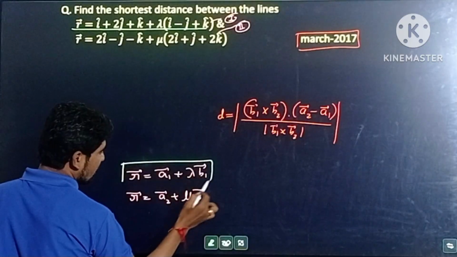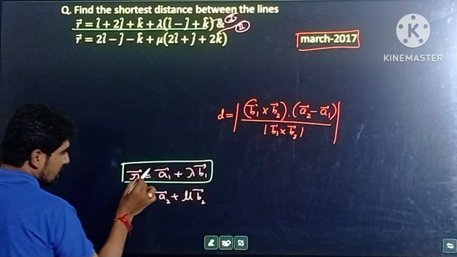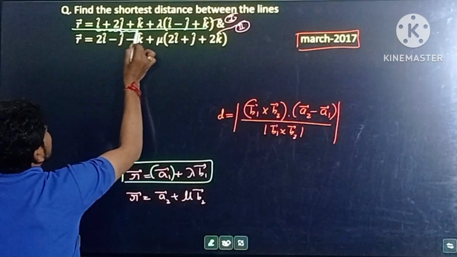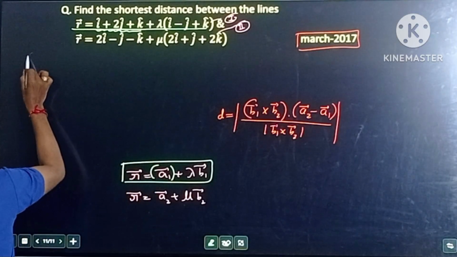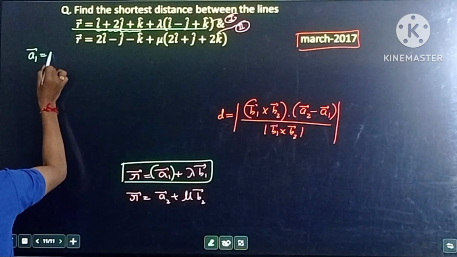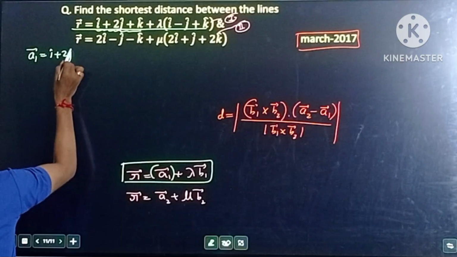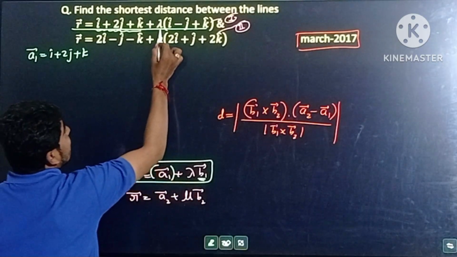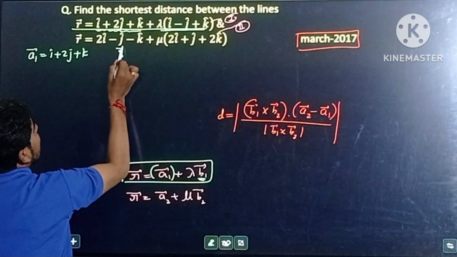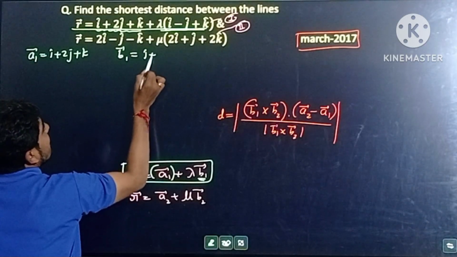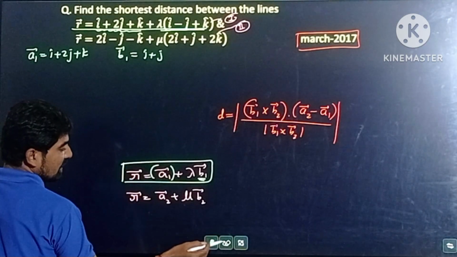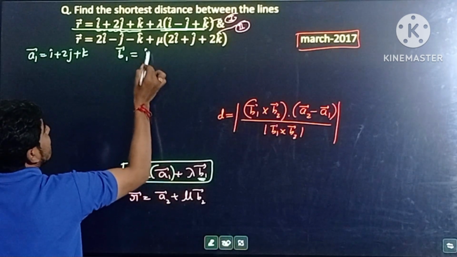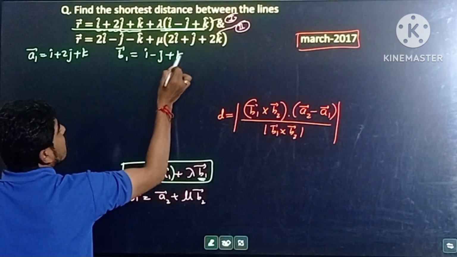To identify the a1 vector and b1 vector, just compare this first given line with the standard equation of line. By comparing, in place of a1 vector we have i plus 2j plus k. Therefore, a1 vector is equal to i plus 2j plus k. And in place of b1 vector, we have i minus j plus k. So b1 vector is equal to i minus j plus k.